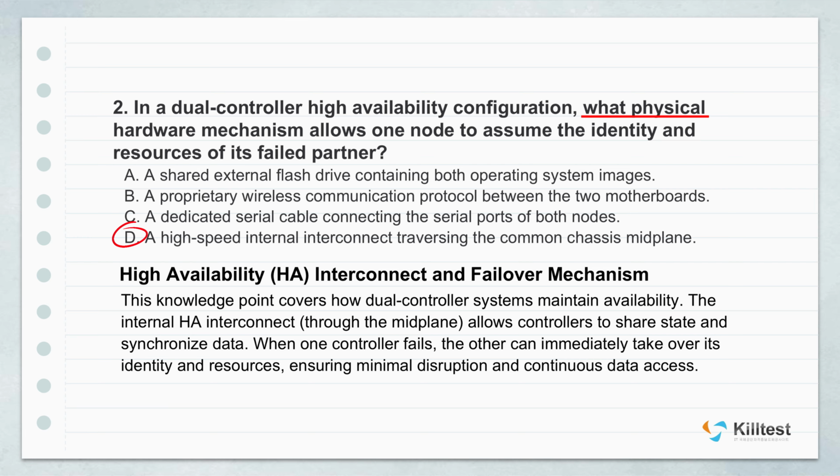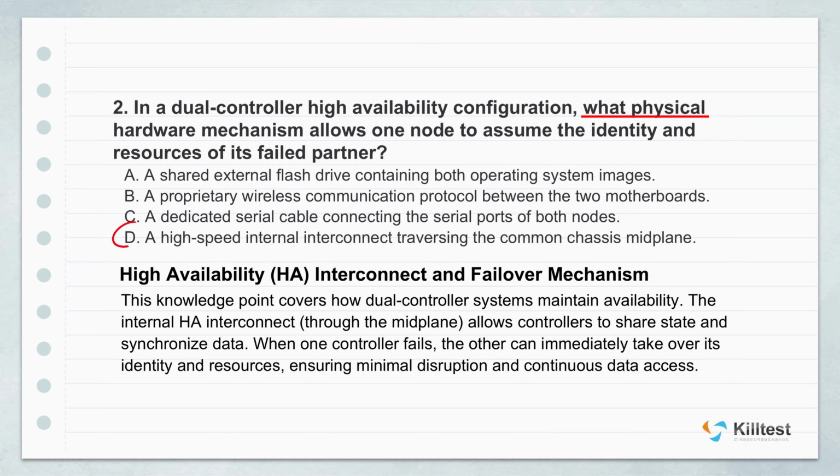Okay, I have to challenge this. Look at option A. A shared external flash drive. That sounds incredibly logical, right? Both controllers just read from the same external drive, so if one dies, the other already has the data. Why doesn't that work? Well, because of latency and because of single points of failure. If you use a shared external flash drive, what happens if that specific drive fails? Oh, now both your controllers are dead.